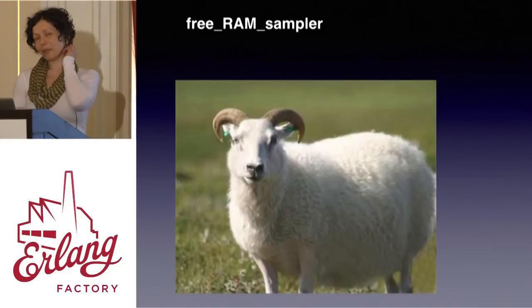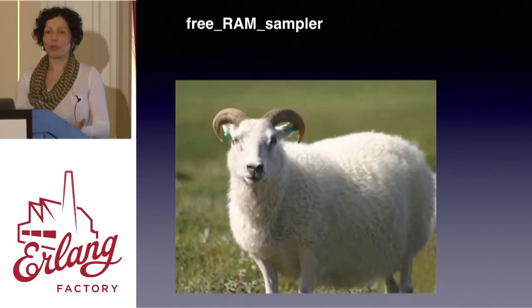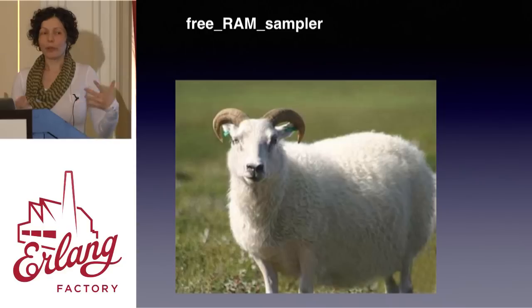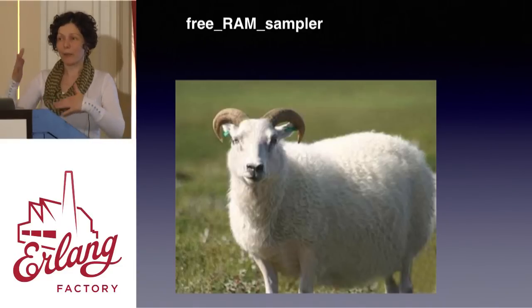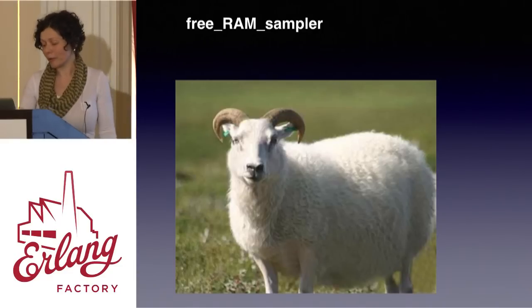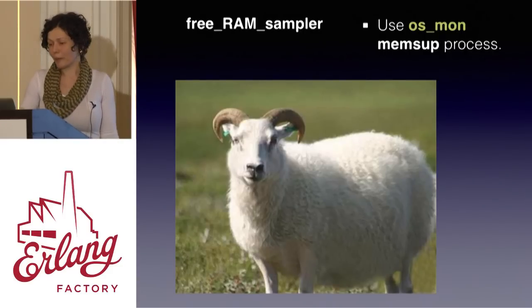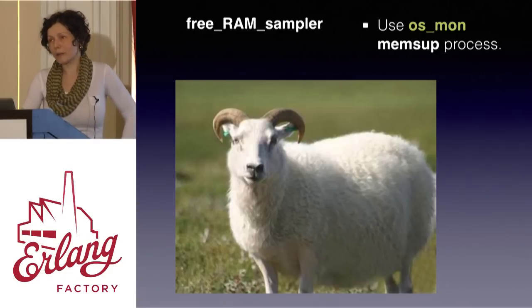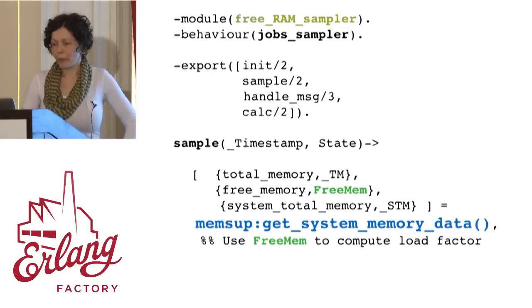Next thing would be really nice if our queue was reacting to the memory situation in our system. So for that, we can write a free RAM sampler, and let's say we want our queue to change the size as the memory situation changes in our system. So we're going to write our own sampler called free RAM sampler. We can use OS-mon memsup process to feed the memory information. And this is how we do it.